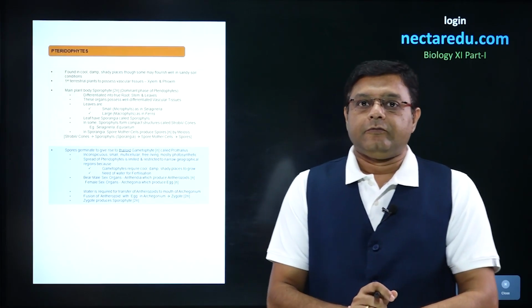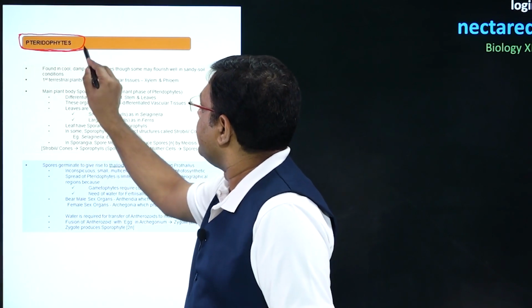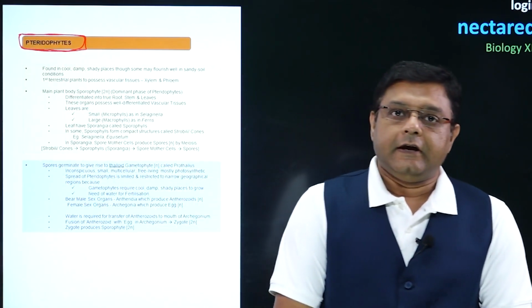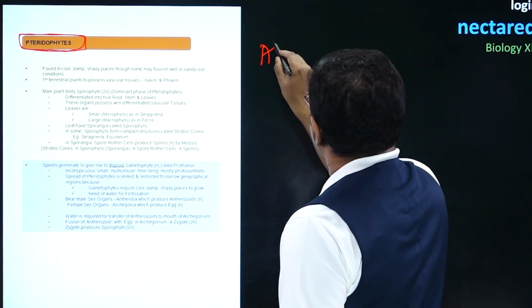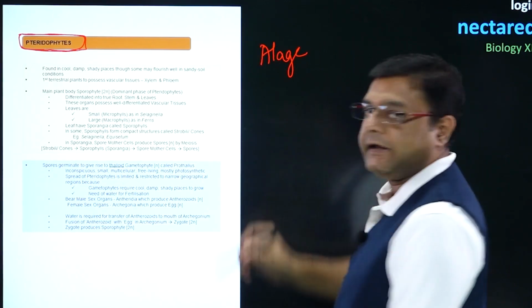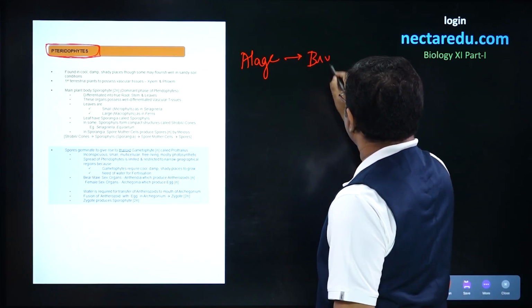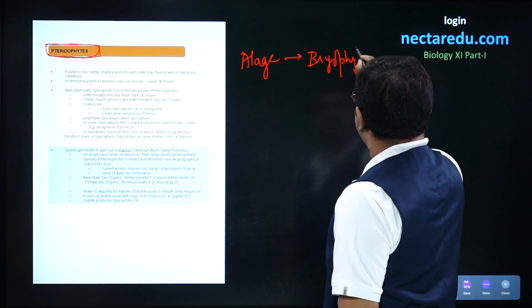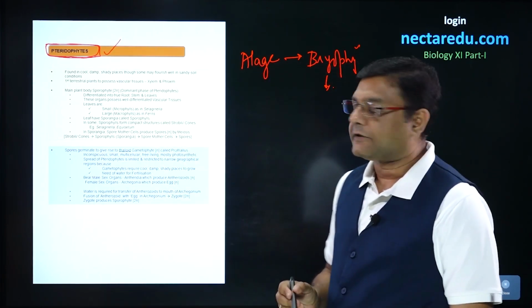In this particular video, we will look into the details of plants which are called pteridophytes. Now, if we talk about evolution, first we talked about algae. After algae, next came the bryophytes. After bryophytes, next came the pteridophytes, which we will discuss now.